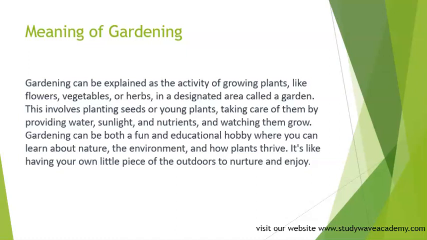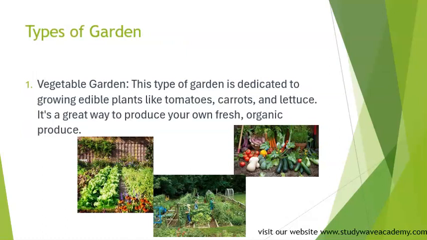Okay? So there are various types of gardens. We are going to be looking at the types of gardens we have. Are we ready to know the types of gardens we have? Okay. We have the vegetable garden. This type of garden is dedicated to growing edible plants like tomatoes, carrots, and lettuce. It's a great way to produce your own fresh organic products.